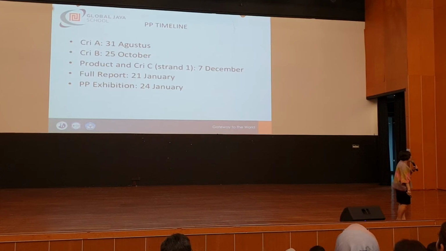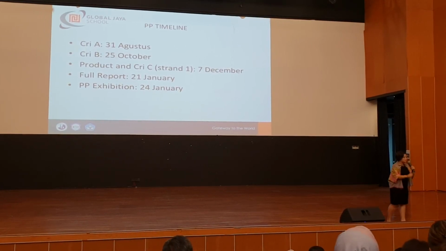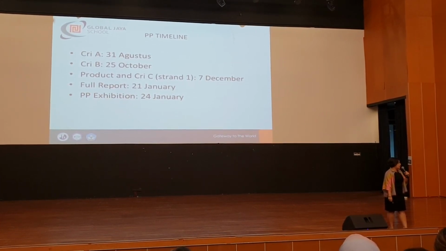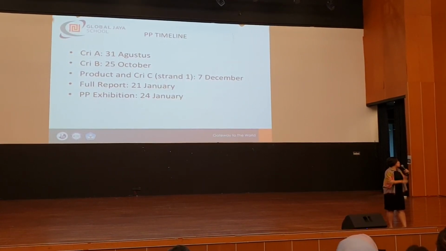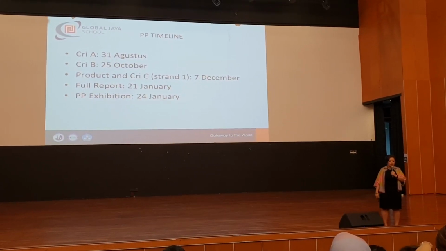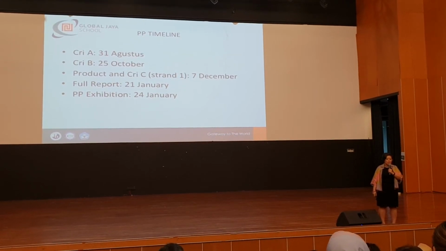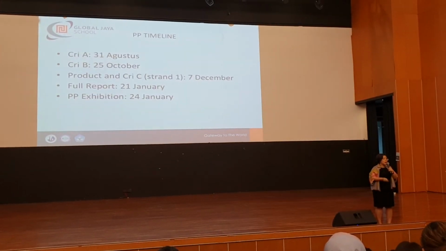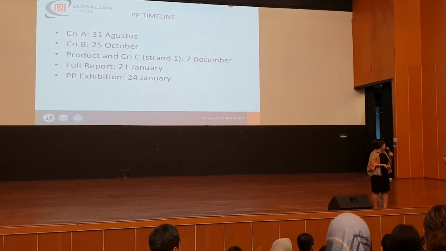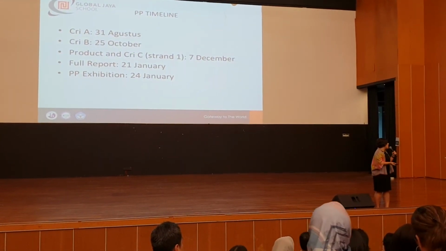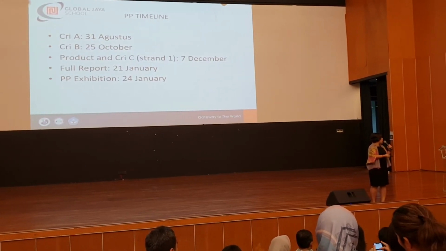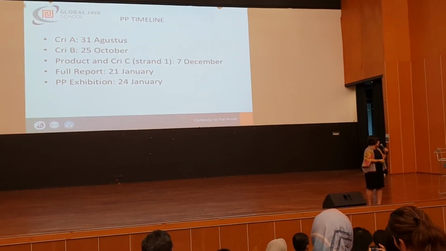Criterion C strand 1 is product. Criterion A is global context, and goals and global context. Those kinds of things, that information is in the information about criteria A, B, C, and D. I think Ibu Poppy can explain more. It's in ManageBac, right?